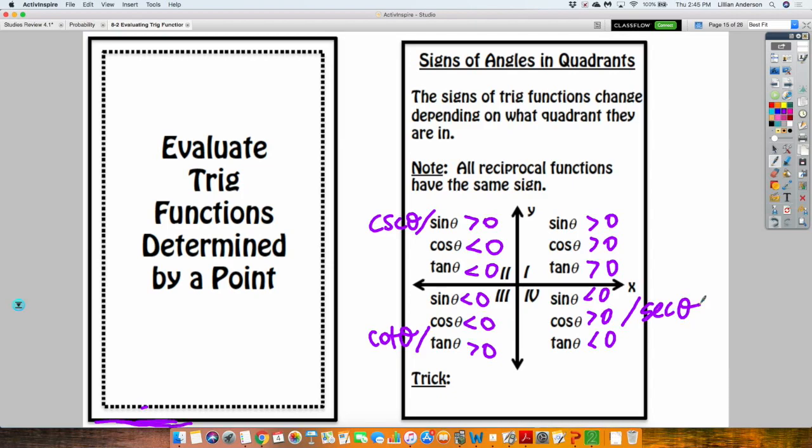The easiest way to remember this is all students take calculus. Because all of them are positive in the first quadrant. Students, S, sine is positive in the second quadrant. Take, T, tangent is positive in the third quadrant, and C, cosine in the fourth quadrant is positive. That's the easiest way to remember that. All students take calculus. Got it?